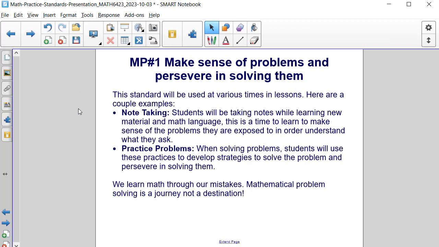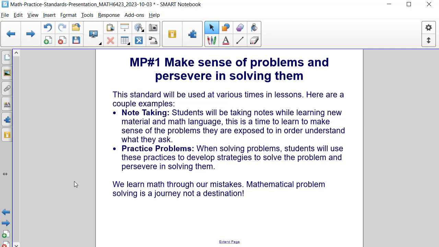As explained, this standard will be used at various times in lessons, and these are just a couple of examples. When students are note-taking, they're going to be learning new material and new math language. This is a time to learn to make sense of problems that they are exposed to in order to understand what they ask. So the sample questions that I popped up with the last slide will help guide them along with that process. And when they're solving practice problems or class examples, students will use these practices to develop strategies to solve the problem and to persevere in solving them and finding the answer.